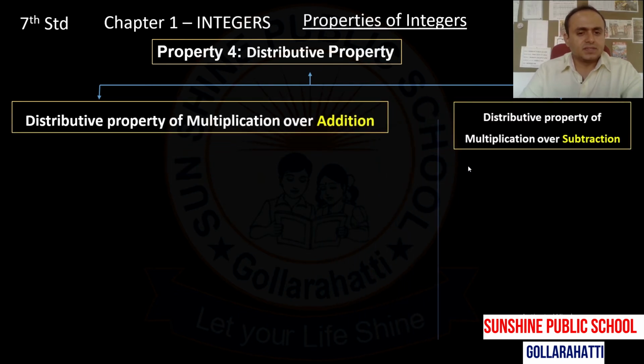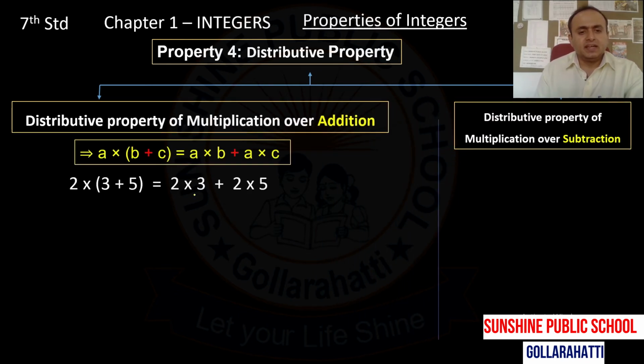Let us see examples. 2 into (3 plus 5) is equal to 2 into 3 plus 2 into 5. This is nothing but we have multiplied 2 with 3, 2 into 3, plus sign, and 2 into 5, we have multiplied 2 with 5. The plus sign came because there is a plus here. So let us add these two first, that is 3 plus 5, so 2 into (3 plus 5) is 2 into 8, is equal to, multiply 2 into 3, that is 6, plus 2 into 5 is 10.